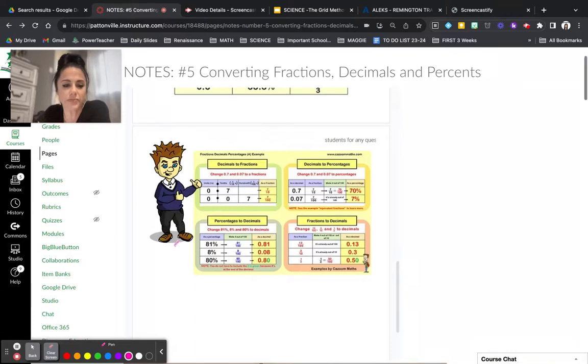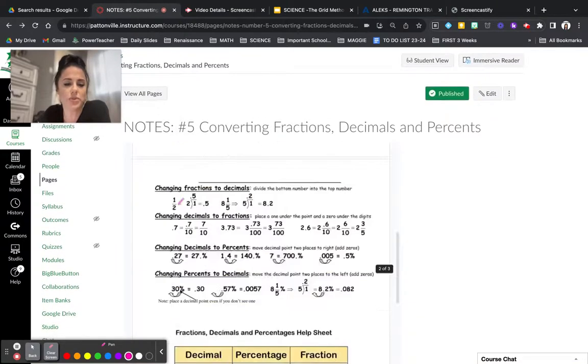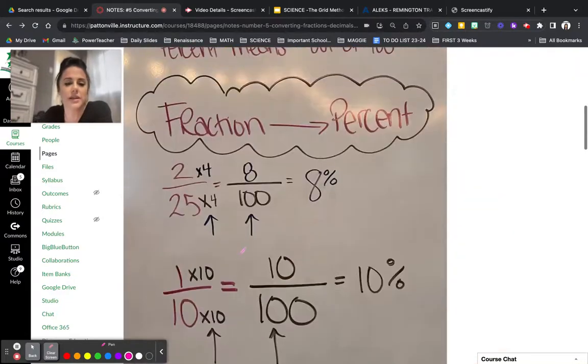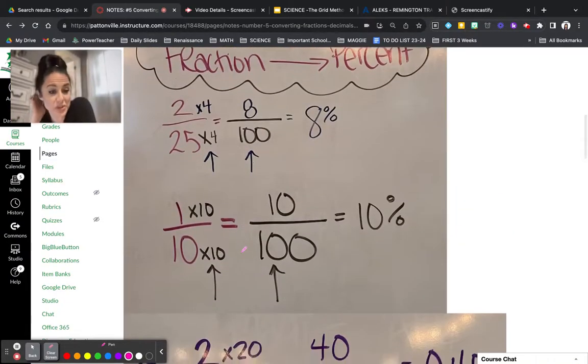Okay. Going back to the top, percent means out of 100. I need to know or explain what a percent means. A percent means out of 100. You want to know that because as soon as you get your fraction over 100, your number over 100, you have found your percent. That's how they all fall together. Okay. So let's go back down real quick. These are your notes on your Canvas page. So I'm just walking you through it.